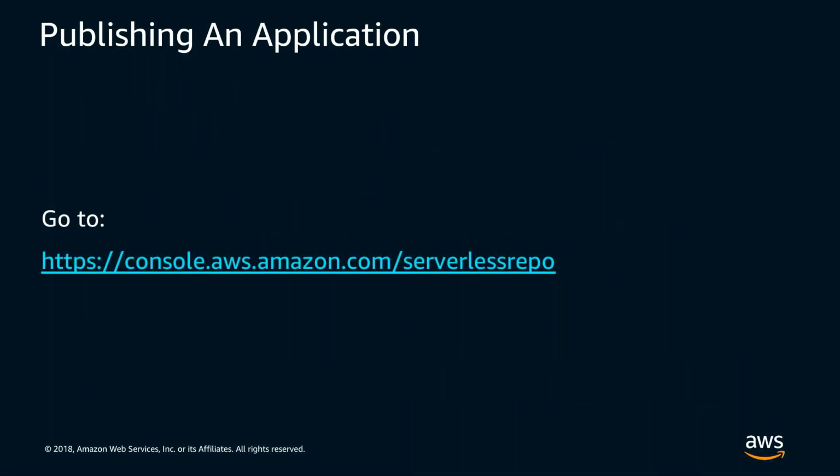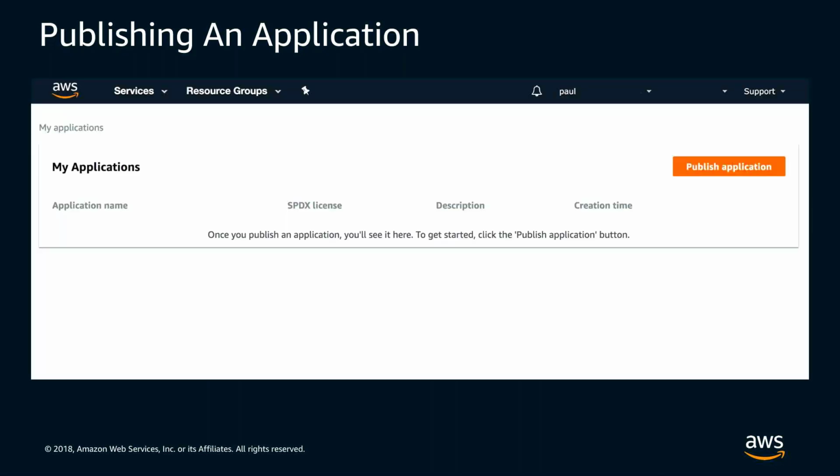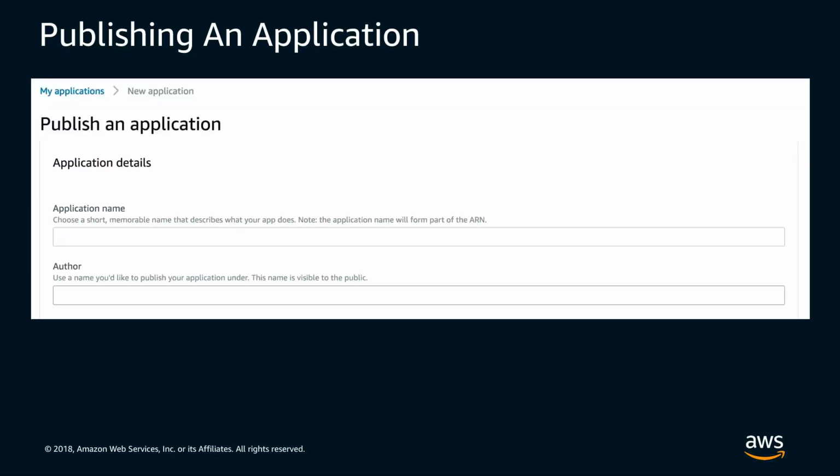So this is where you would go to publish an application, which is in the console/serverless repo. And this is what the page looks like. This is what it's like when you've got no applications published. And there's a big orange button that you click and it says publish an application. And in there you've got application name. You need to choose a short, memorable name.